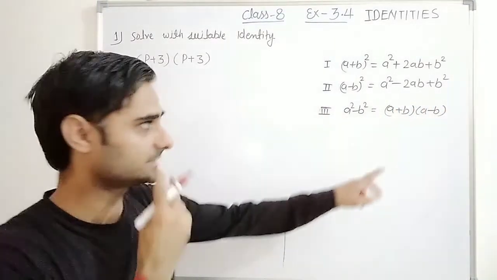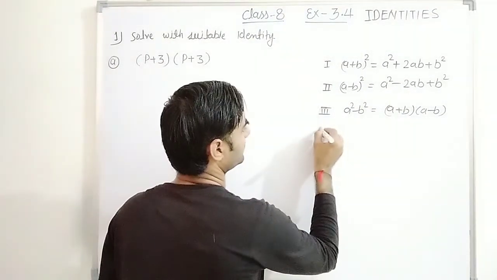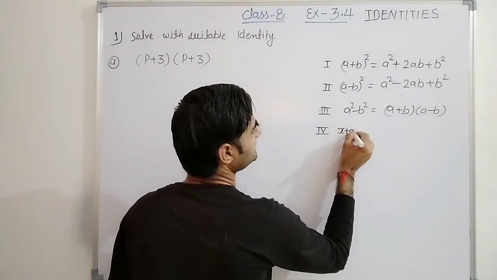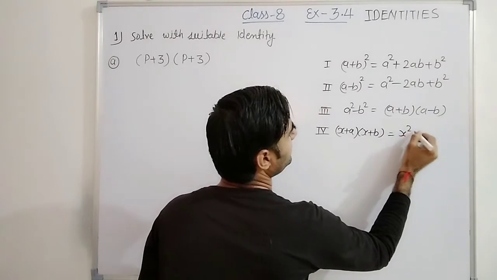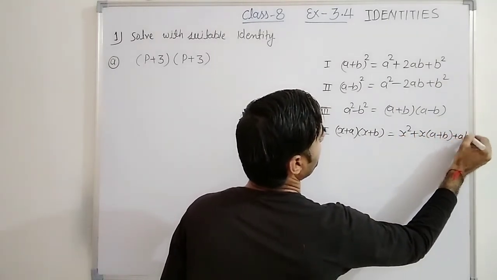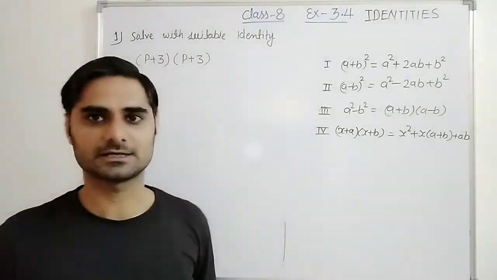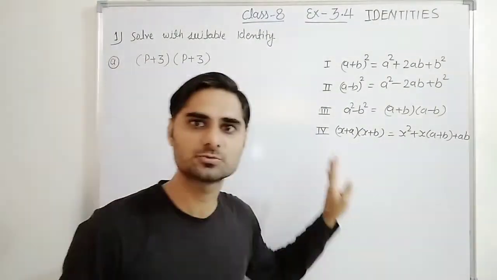As I told you, you write it here, it makes no difference. Number 4 identity is, that is x plus a and x plus b is equal to x square plus x, a plus b plus ab. These identities we have written here. We will use any one of them. Which one we will use?